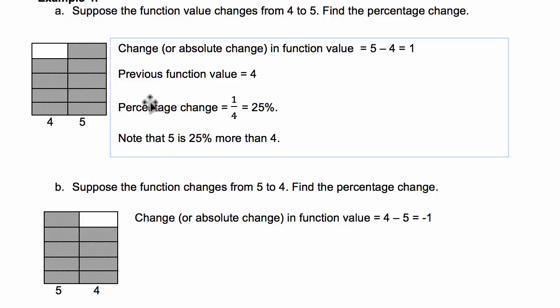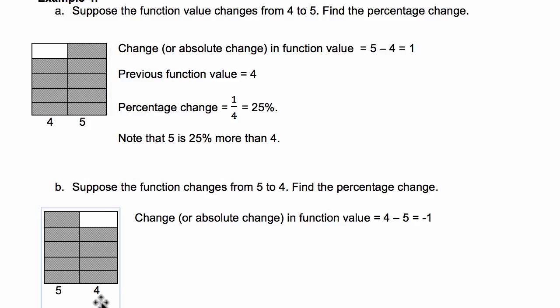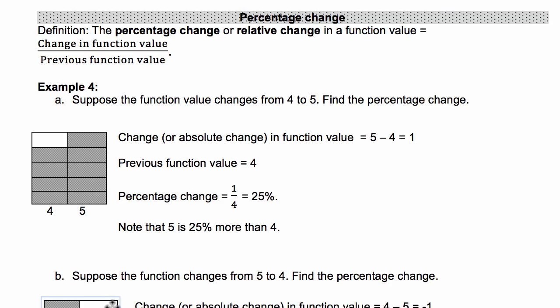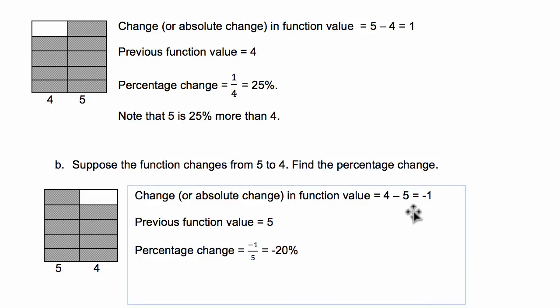Next, just as we did up here, we will note the previous function value. Our previous function value for Part B is 5. Finally, recall that our formula says to find the change in function value and divide that by the previous function value. Negative 1 divided by 5 equals negative 0.2, or negative 20%.